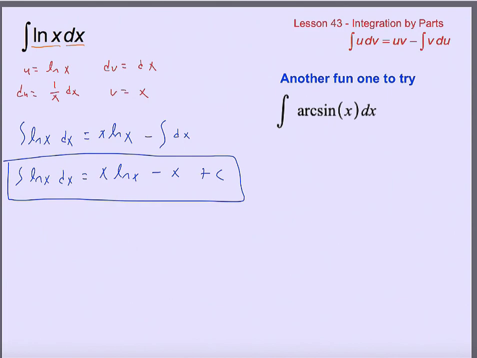And if you want to, you can try the next one on your own. It's on the same page because you use a similar strategy to take the antiderivative of arc sine of x. Treat arc sine of x as your u because we know how to differentiate it, and treat dx as the dv and see what you can come up with.